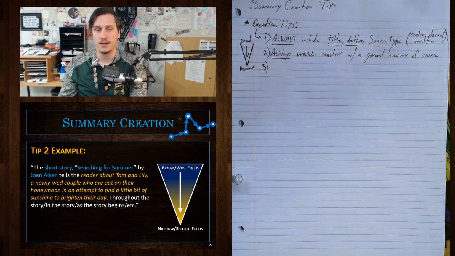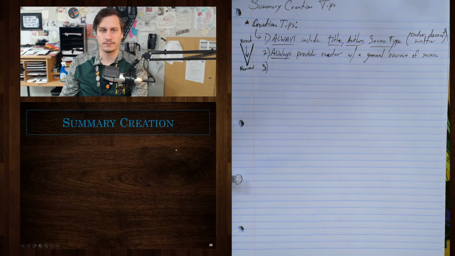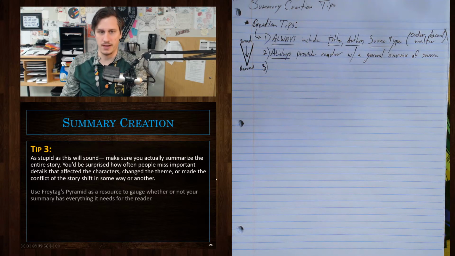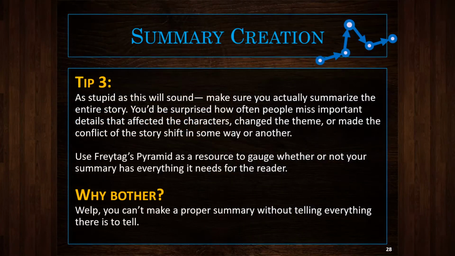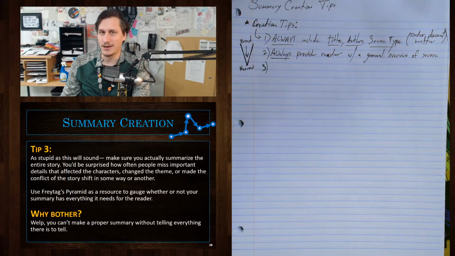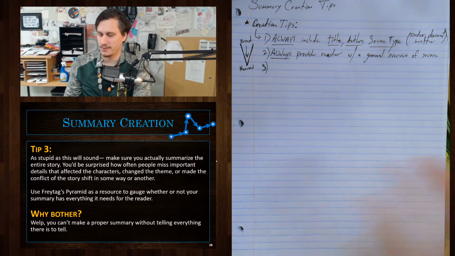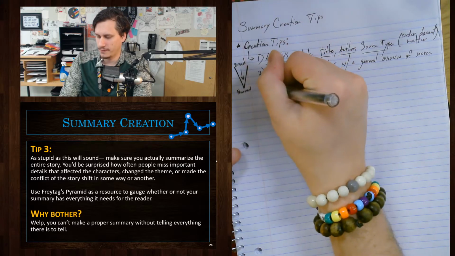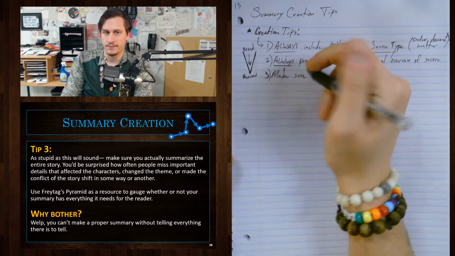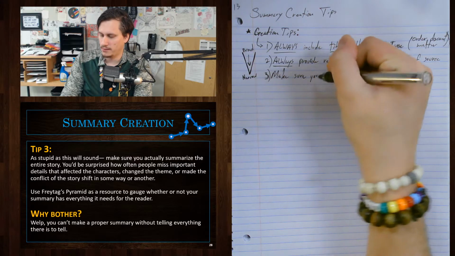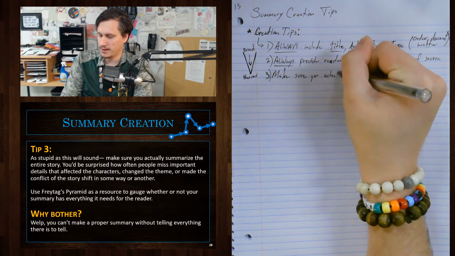So, tip number 3. For tip number 3, this is going to sound kind of dumb. And I know there's a lot of text on the screen, but again, this is going to seem kind of dumb. But if you're going to write a summary, you need to actually summarize the entire source. Make sure you actually summarize the entire source.